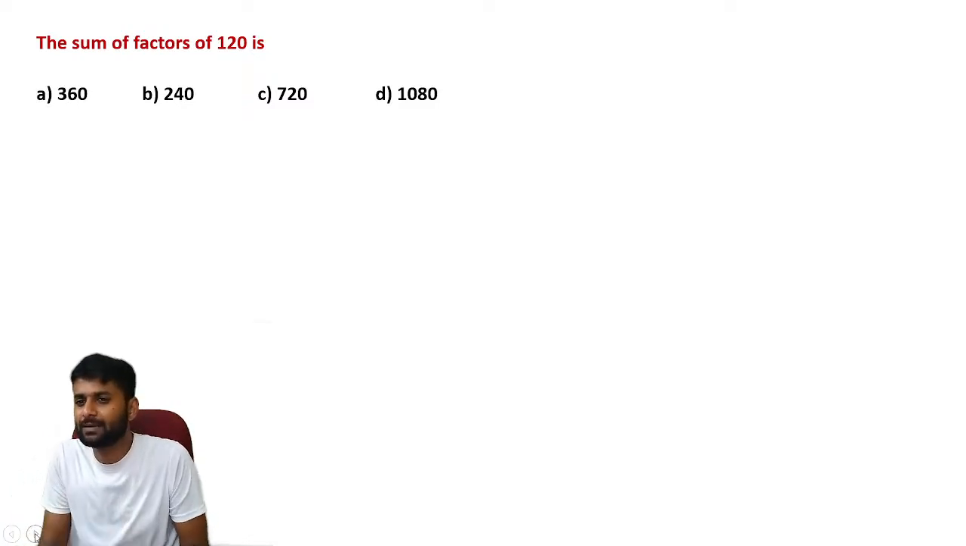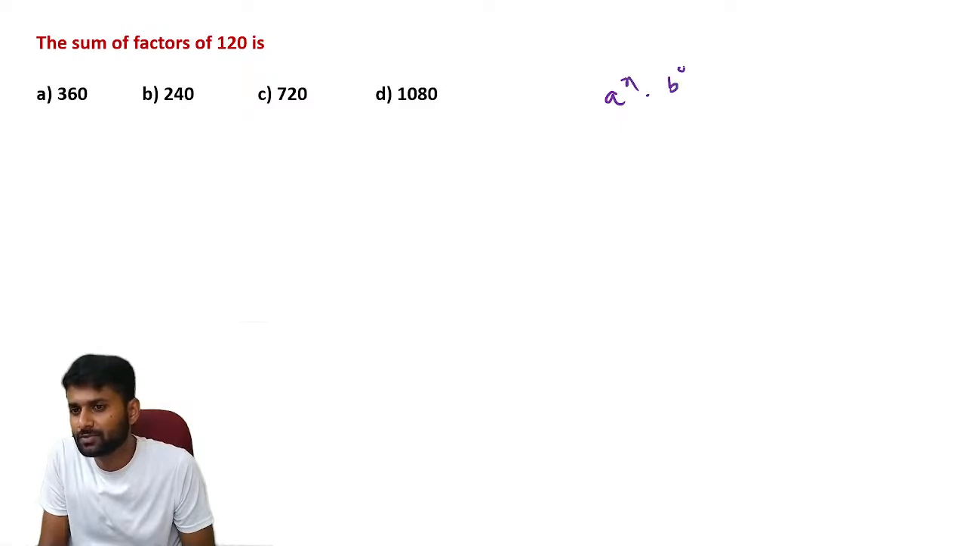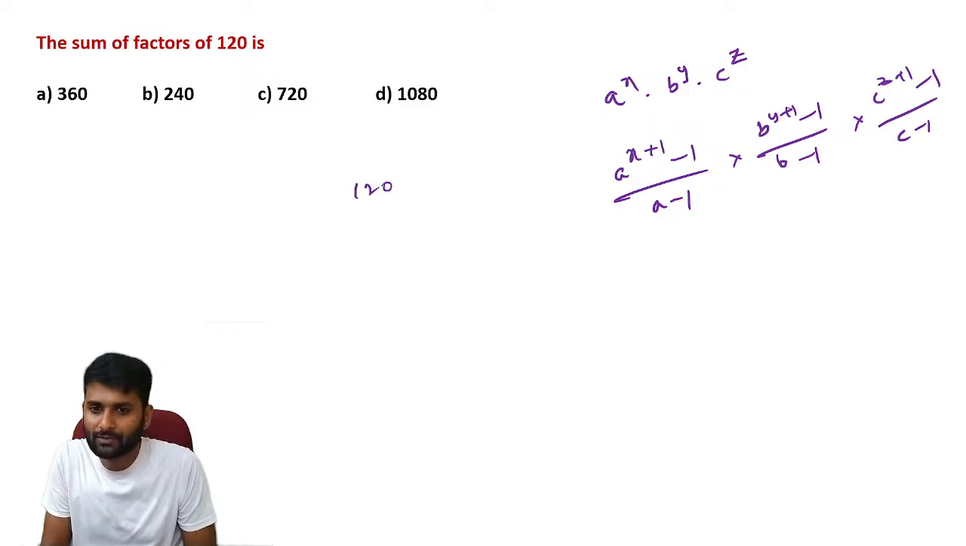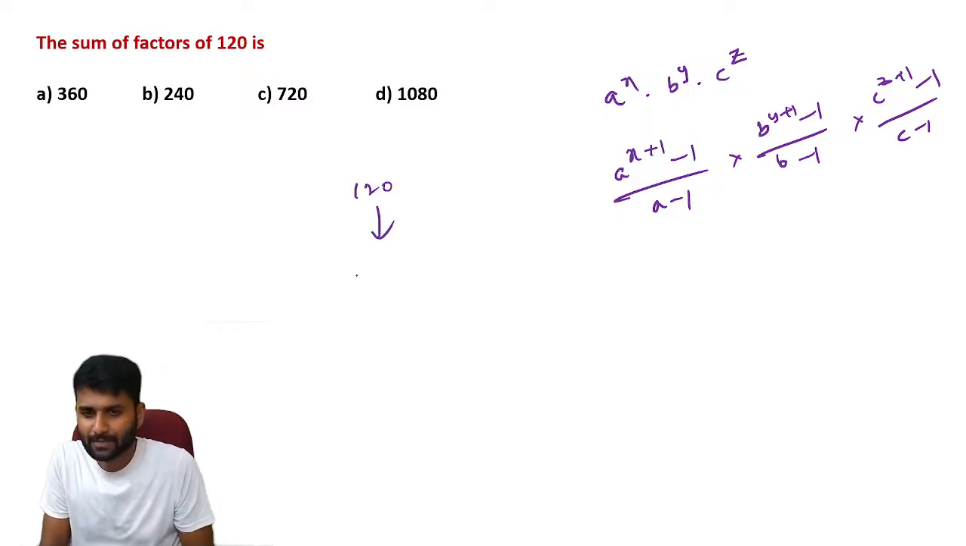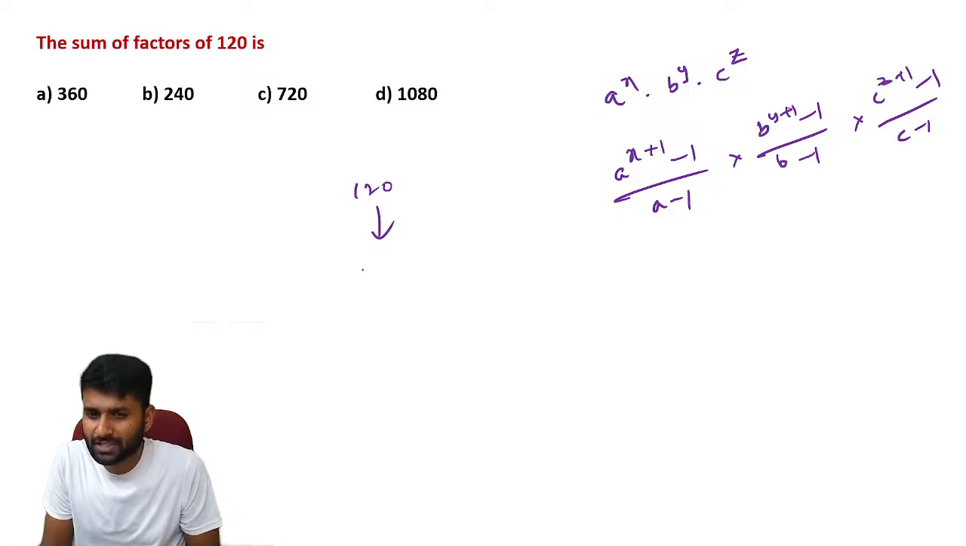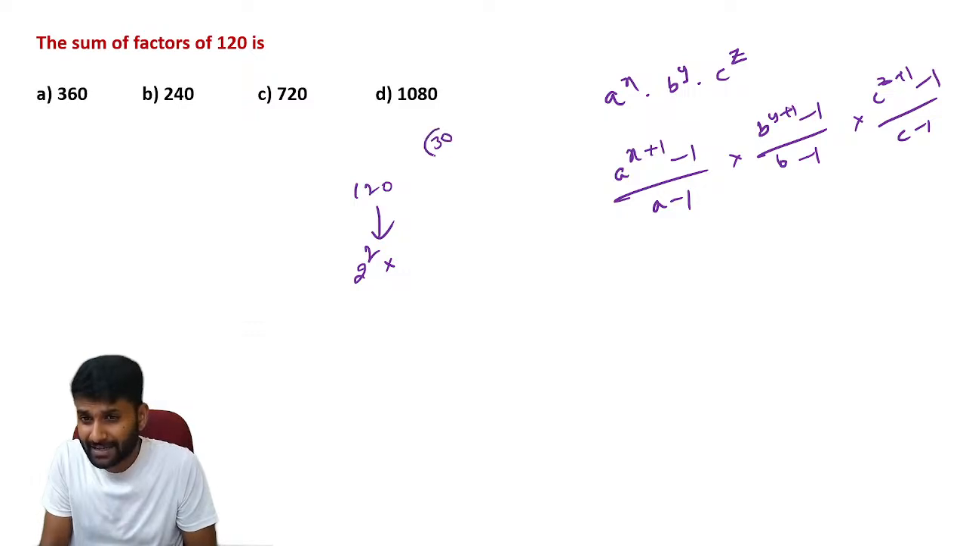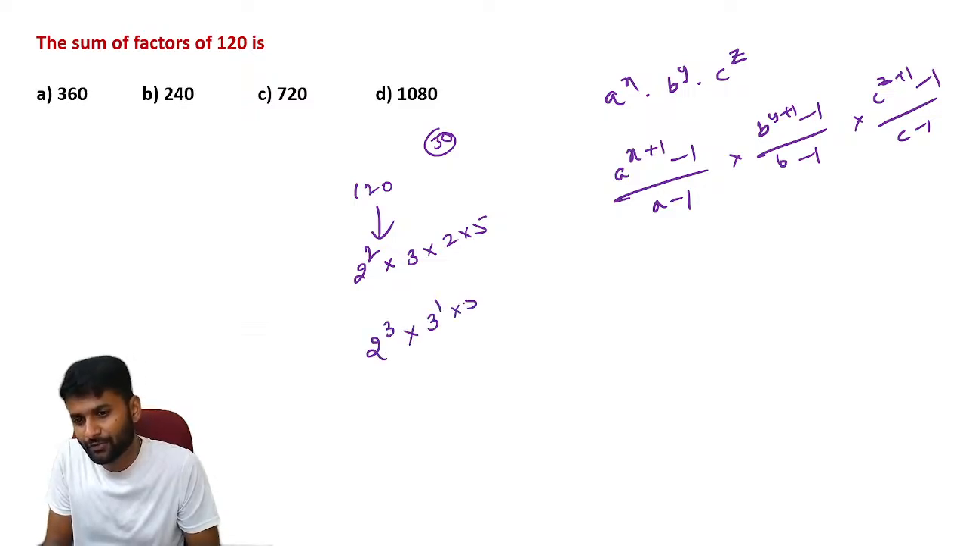Guys, if you want to find the sum of factors, let me help you out. For a^x into b^y into c^z, the formula is (a^(x+1) minus 1) by (a minus 1), (b^(y+1) minus 1) by (b minus 1), and (c^(z+1) minus 1) by (c minus 1). Now convert 120 into prime factors. 4 into 30. 4 is 2 square. 30 is 3 into 10, and 10 can be taken as 2 into 5. Finally, 2 cube into 3 power 1 into 5 power 1.